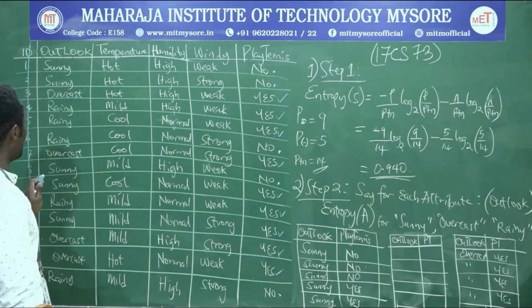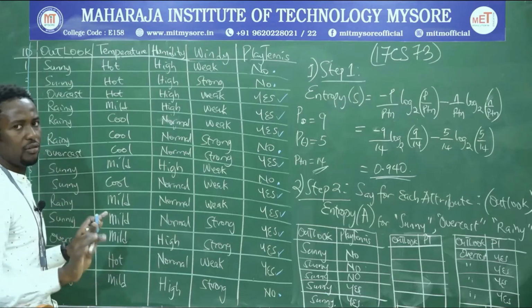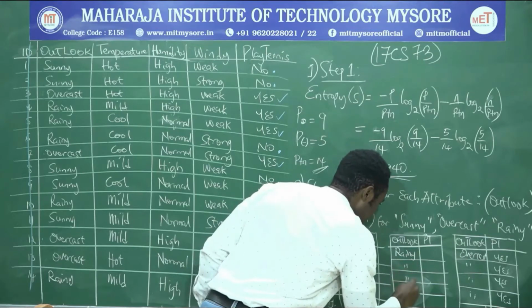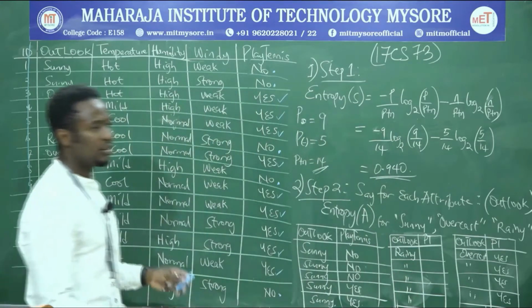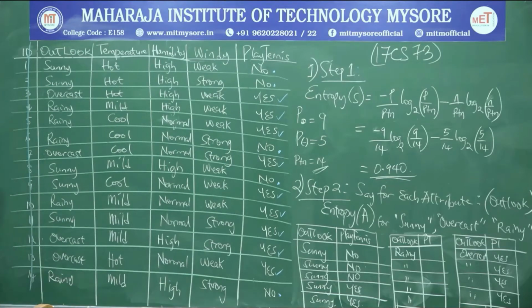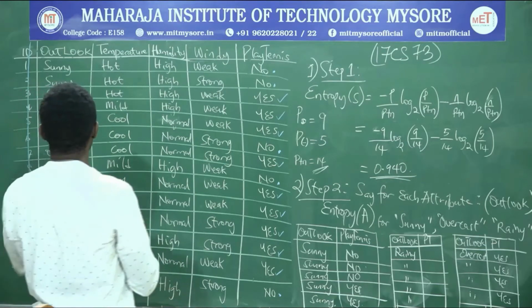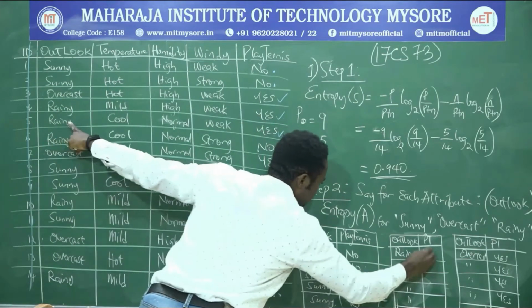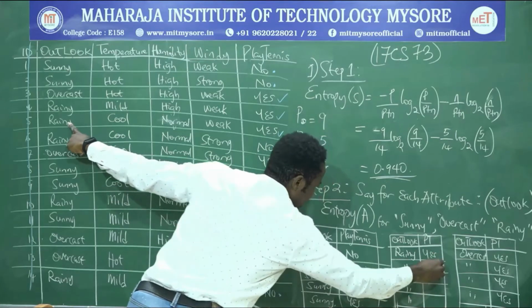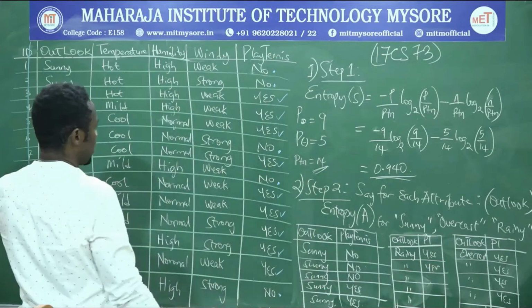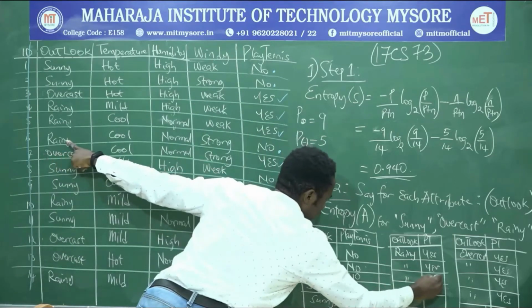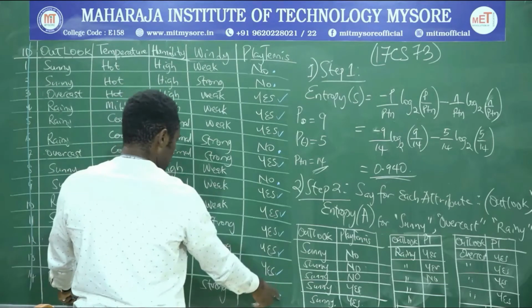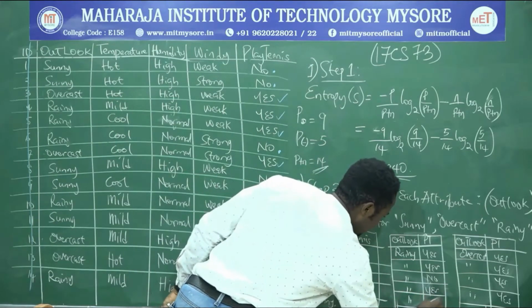Now what is left? Rainy, right? Obviously rainy will be 5. I hope you agree. Rainy, rainy, rainy, rainy, rainy. Now let's check the equivalents in play tennis. The first occurrence of rainy is yes. Second is yes. So let's put them before we forget. Yes, yes. Third of rainy is no. The fourth one is yes, and the fifth is no.